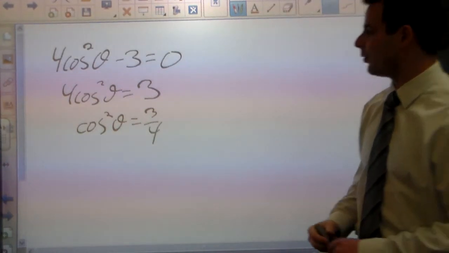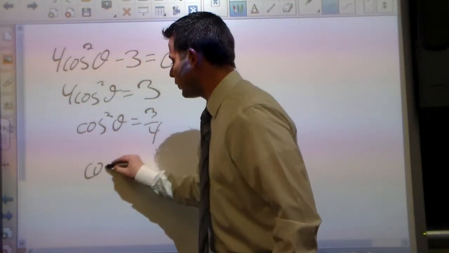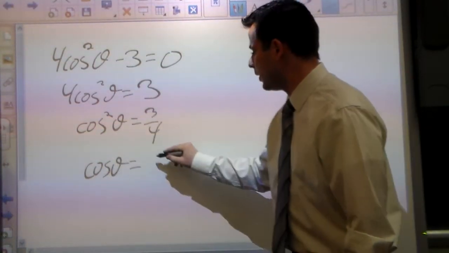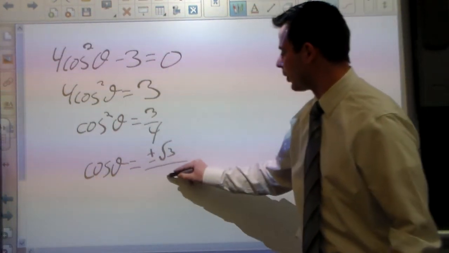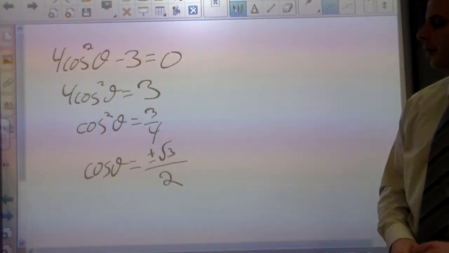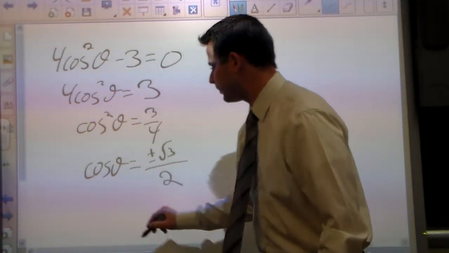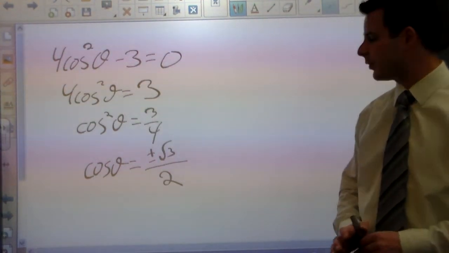And now when I take the square root of both sides, don't forget the square root can be positive and negative. So cosine is equal to, the square root of cosine squared is cosine, positive or negative radical 3 over the square root of 4, which is 2. So this is also a special right triangle value. If you take the inverse cosine of radical 3 over 2, you're going to end up with a reference angle of 30 degrees.